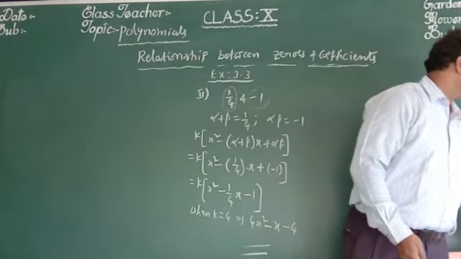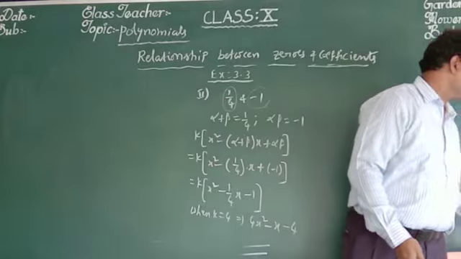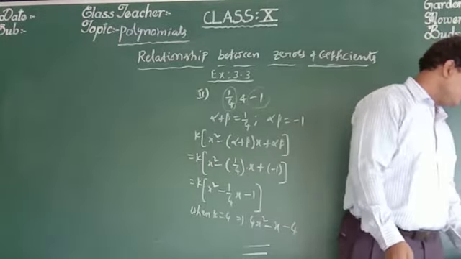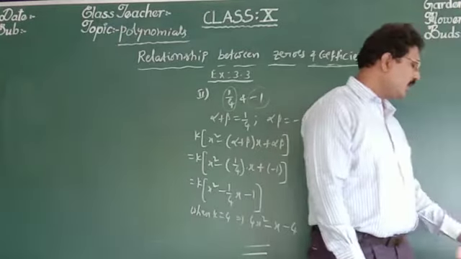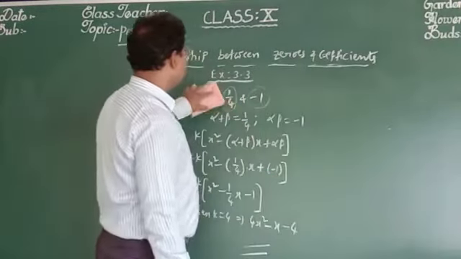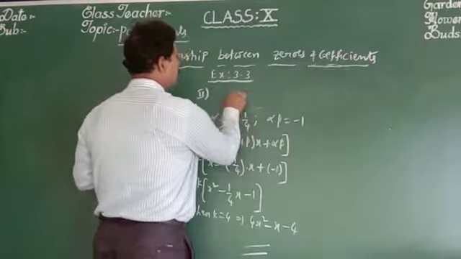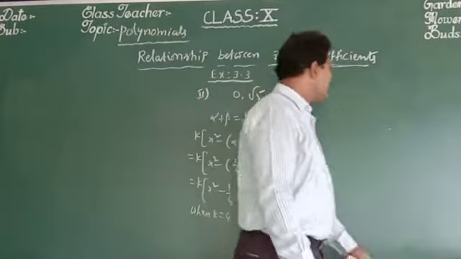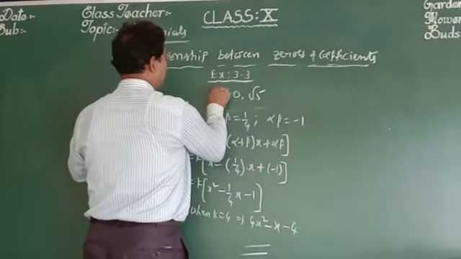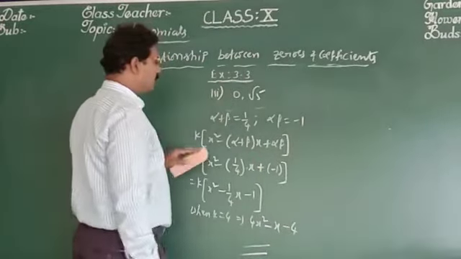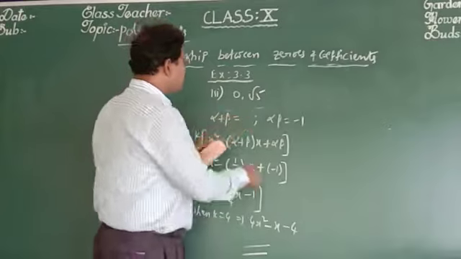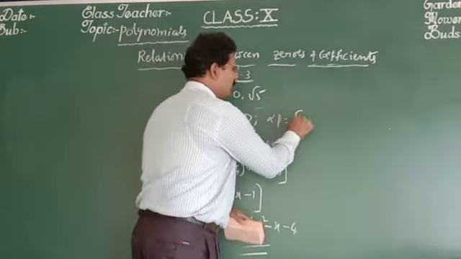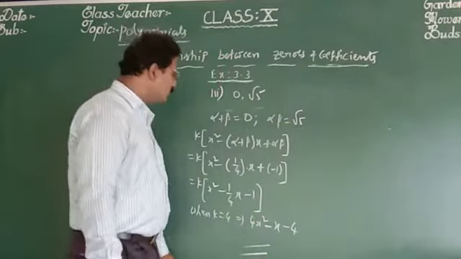Now the next section. Suppose this is the problem: 0 comma root 5. That is one more problem, problem number 3 for example. In that third problem, 0 comma root 5. Now sum alpha plus beta is equal to 0. Product alpha beta is equal to root 5.